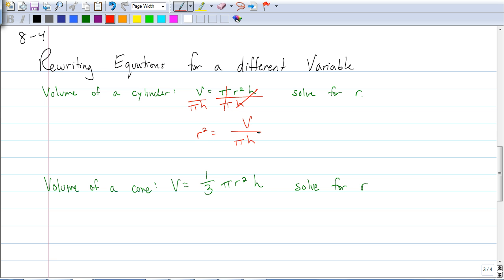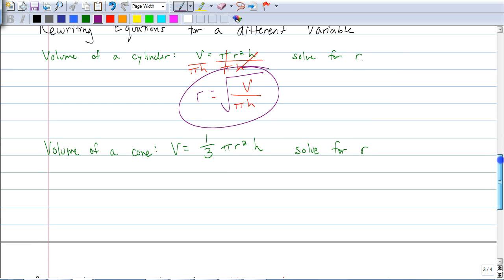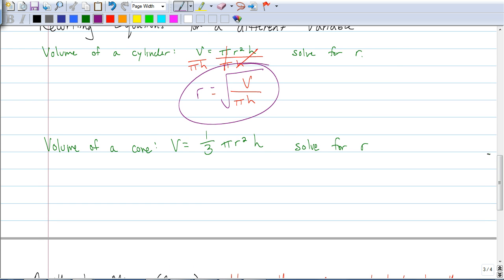Now we have the r by itself, but I still have an r squared in there. So I want to get rid of the square. The only thing that undoes a square is the square root. So the square root would undo the square, leaving me with r equals the square root of v divided by pi times h. And that's my answer. I'm not going to do anything more with that. That's my final answer.